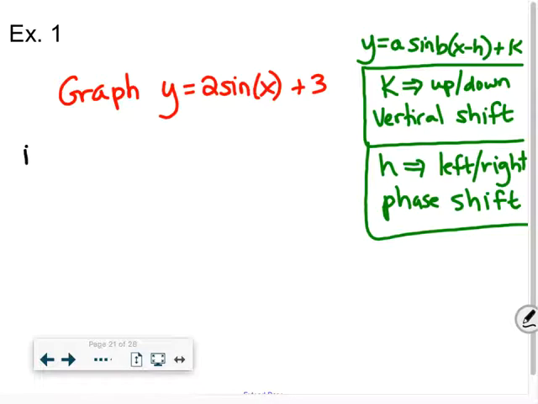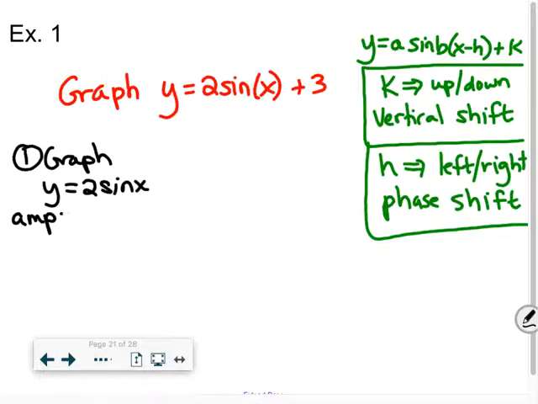Step 1, you want to graph. And we're going to graph y equals 2 sine x. What we wrote down yesterday in our notes was you graph y equals a sine bx. So in this case, that's y equals 2 sine x. The amplitude is 2. The period is 360 divided by b, so that's 360.